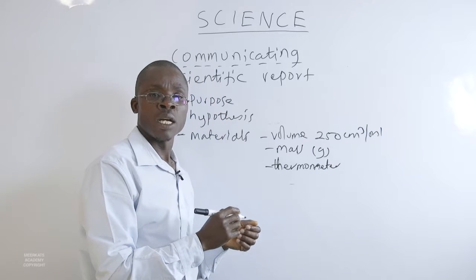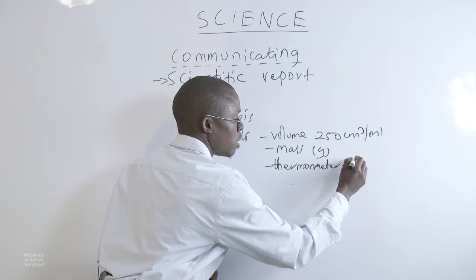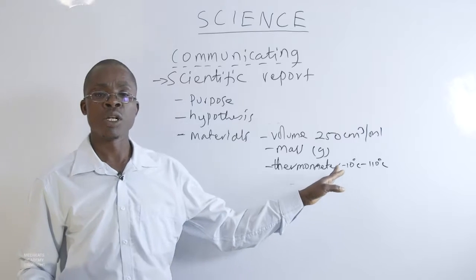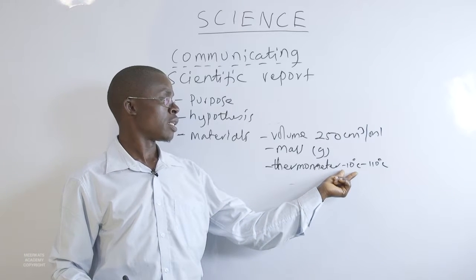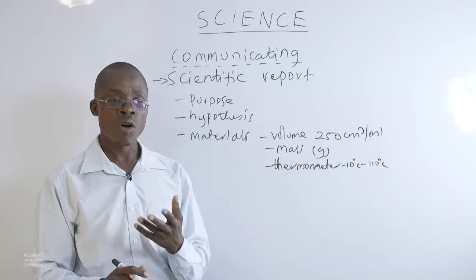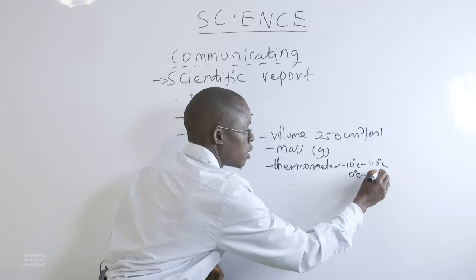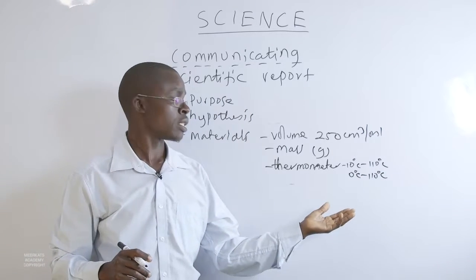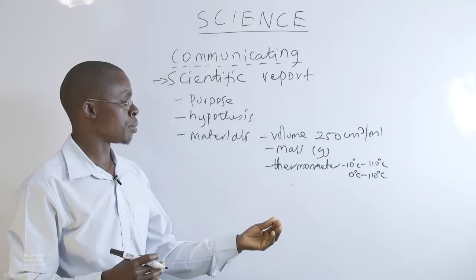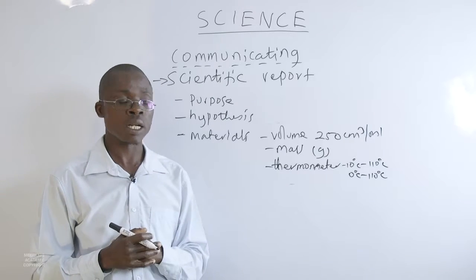And this thermometer, it has units. It will range between, the common thermometer we normally use is negative 10 degrees centigrade to 110 degrees centigrade, or zero degrees centigrade and 110 degrees centigrade. You will have specified, first of all, the units. Remember, we have Kelvin scale and Celsius scale.